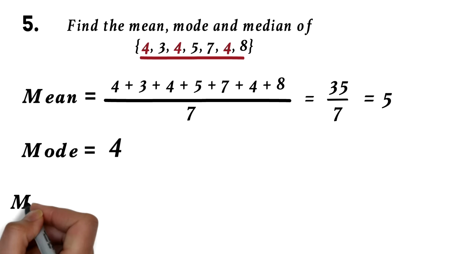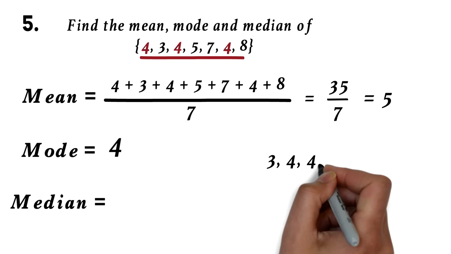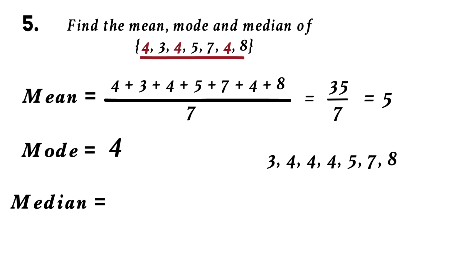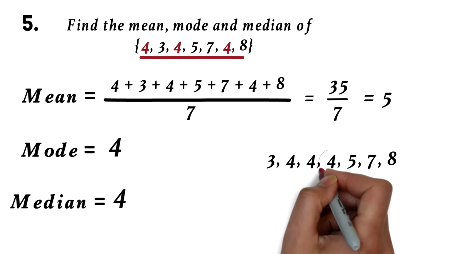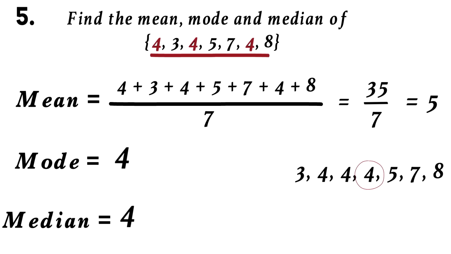The median is the middle number. To find the median, we first have to arrange the numbers. So we have 3, 4, 4, 4, 5, 7, and 8. Here, the median will be 4. It's the number in the middle. Okay, let's look at a more complex question.